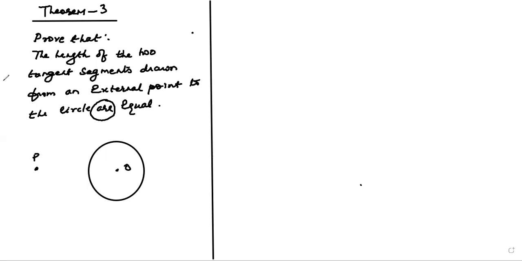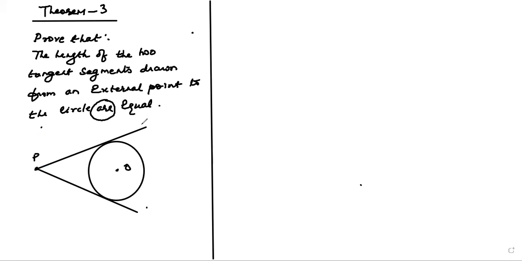Now you can see here, children, from this external point, I can draw two tangent segments. One is PQ, a tangent segment. PQ is a tangent line. Two tangent lines I can draw. Okay, I'm drawing a tangent line right now. So I've drawn the tangent lines. Okay, right. You can see here, children.